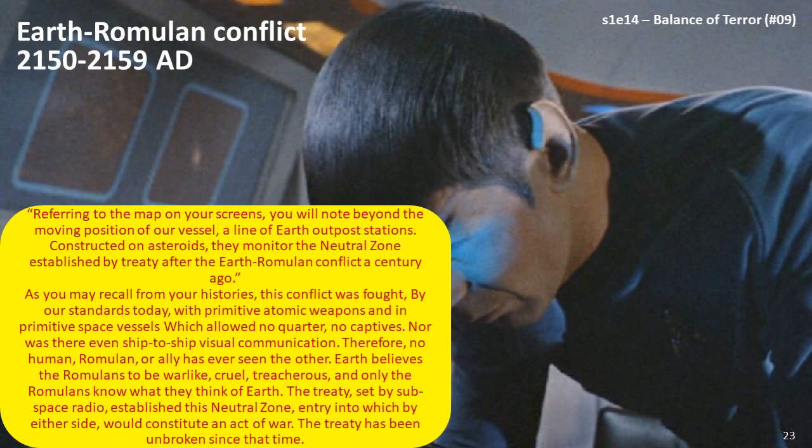Spock provides an overview of the war in this episode. As you may recall from your histories, this conflict was fought by our standards today with primitive atomic weapons and in primitive space vessels, which allowed no quarter, no captives, nor was there even any ship-to-ship visual communication. There is no mention of the Federation. It was an Earth against Romulan war. Allies are mentioned. The conflict was a draw of some description. Perhaps both sides were exhausted or saw no point in continuing the conflict.